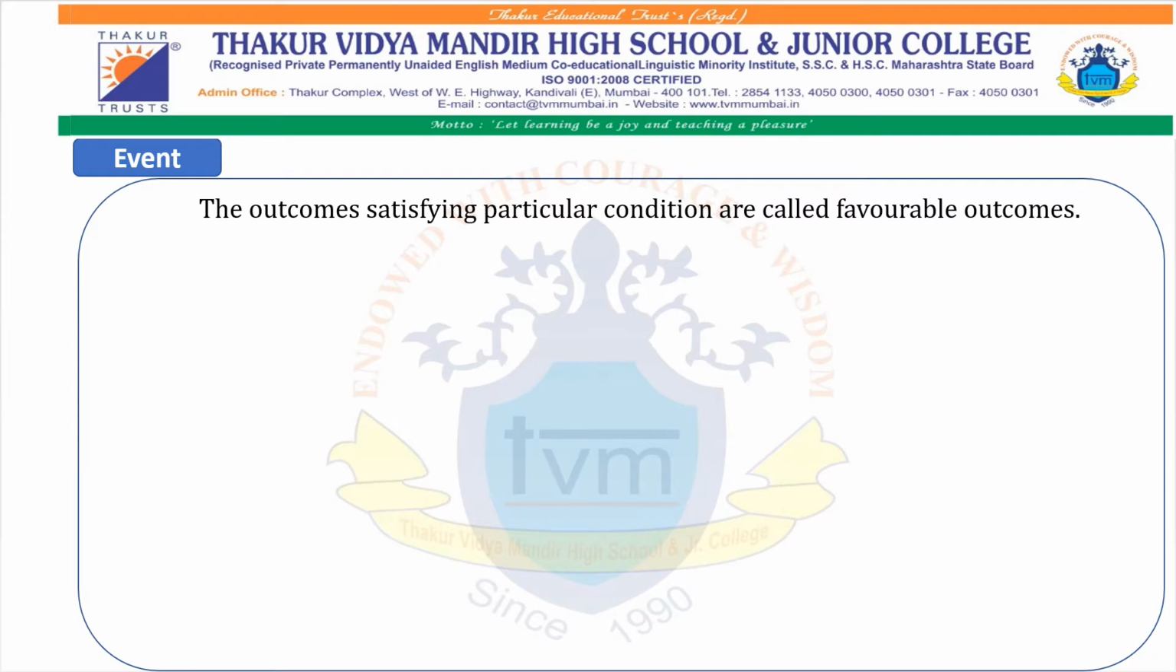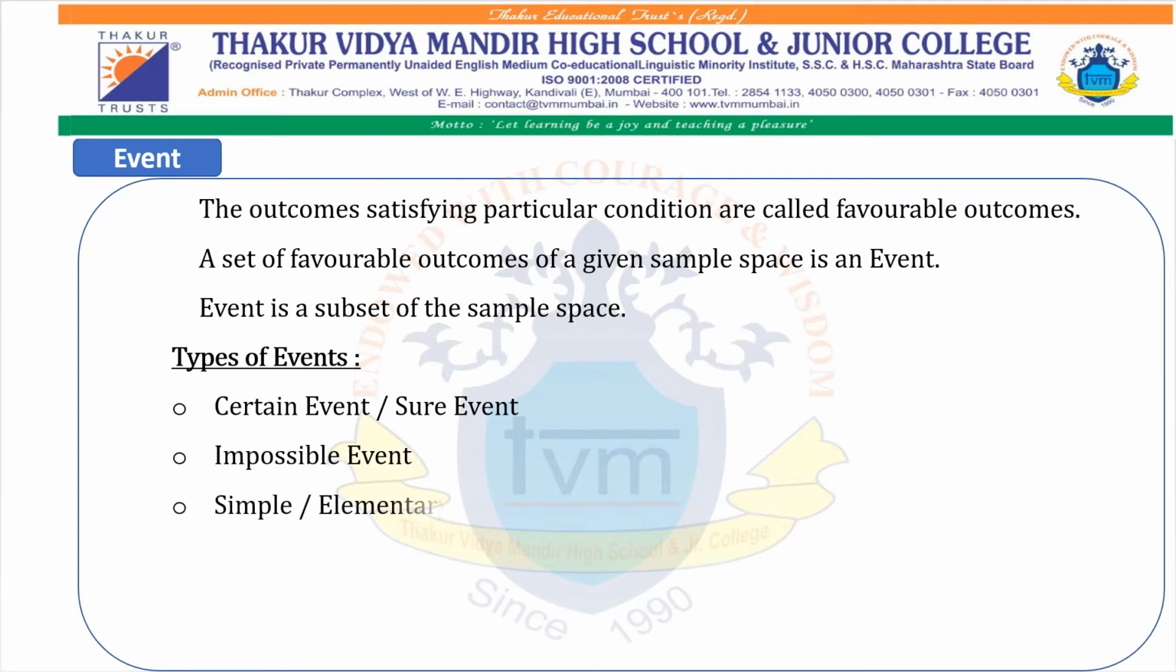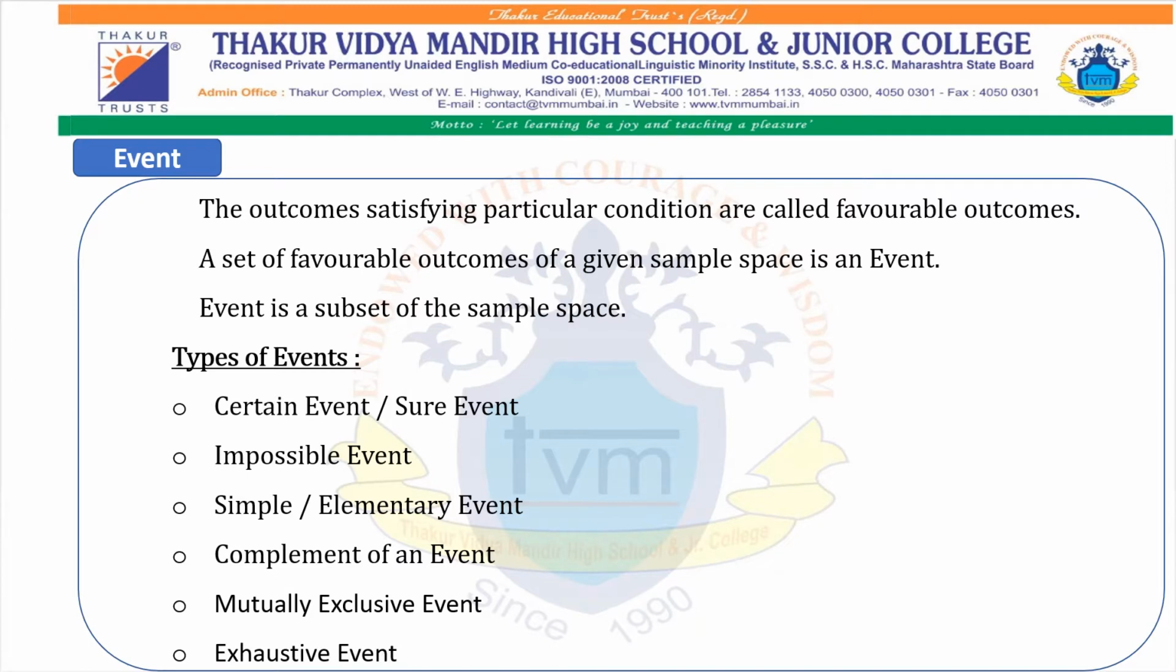The outcomes satisfying particular condition are called favorable outcomes. A set of favorable outcomes of a given sample space is an event. Event is a subset of the sample space. Types of events: certain event or sure event, impossible event, simple or elementary event, complement of an event, mutually exclusive event, and exhaustive event.